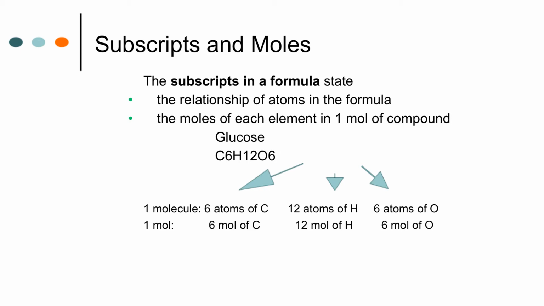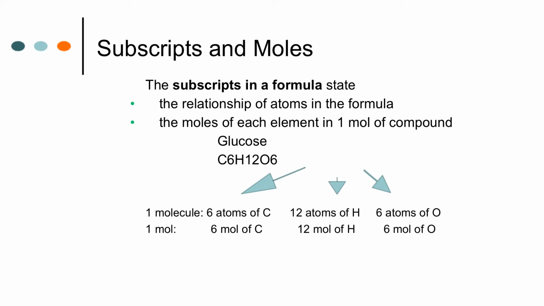Okay, for this tutorial, we're just going to go over the relationship between subscripts in a chemical formula and moles. The subscripts in a formula give us the relationship of atoms in the formula and also tell us the moles of each element in 1 mole of the compound. So not only are they going to give us the atoms, but they can also tell us how many moles are in the compound.